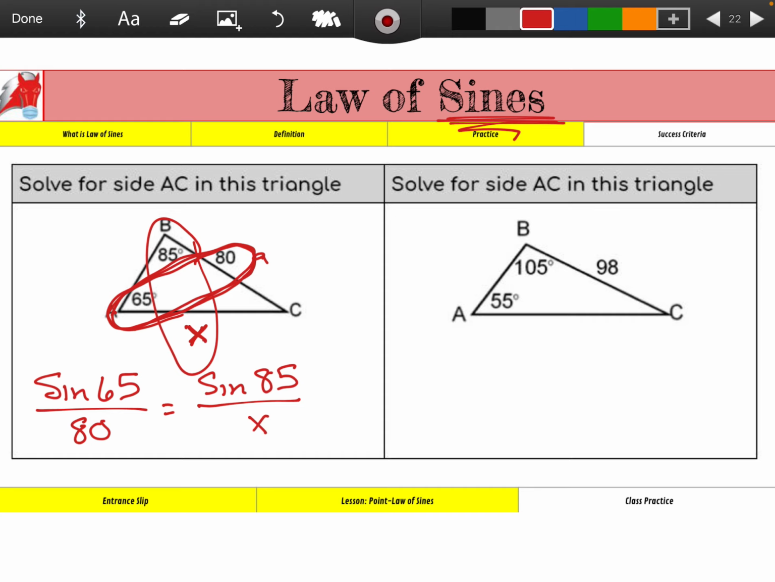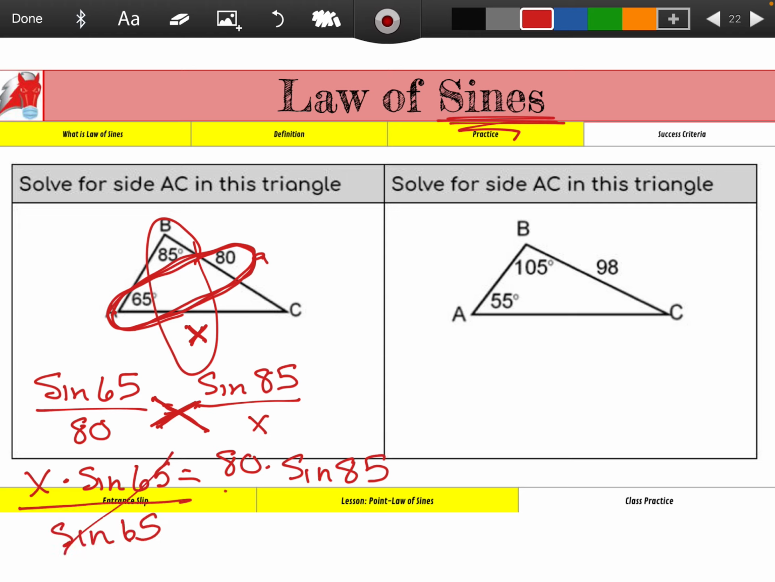You say, well, how do I solve that? Well, you'd use the principle of solving for x, or another way to say it is cross multiplying. And it might look a little weird, but here's what that looks like. So x times sine 65 equals, and I'm going to leave all this stuff until the end, just so it's not rounded, 80 times sine 85. And I only have one more step. I say, well, how do I get x by itself? Divide by sine 65.